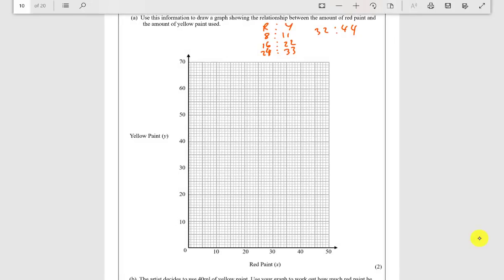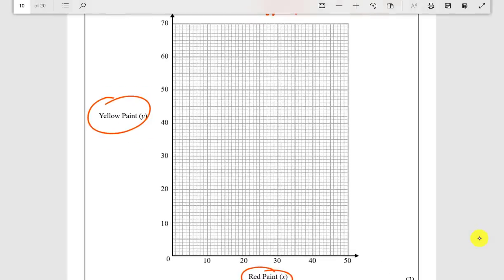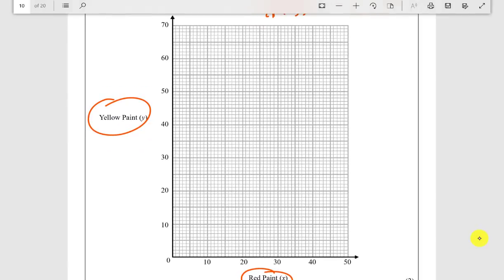So red paint and then yellow paint, so 8:11, so go 8 across. I need to zoom in a little bit more on this one. Make sure you use a pencil and a ruler. So 8:11. So it's up to 10, so this is going to be 8:11. I try to be as accurate as possible. Put a little dot there, or a cross.